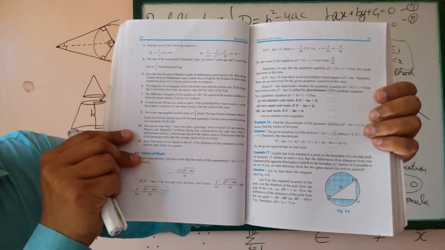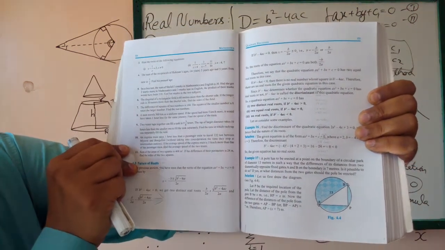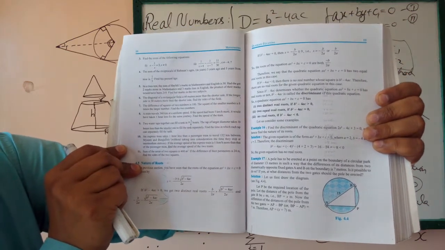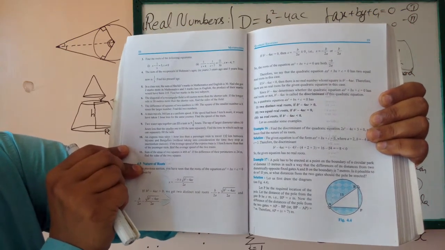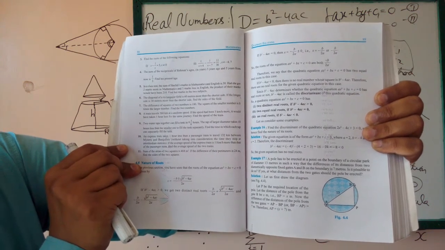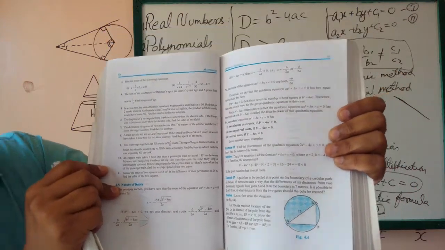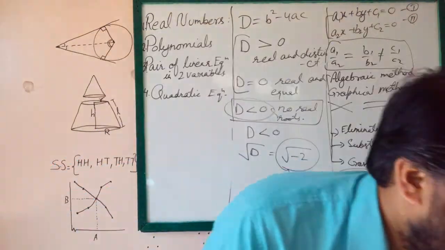An express train takes 1 hour less than a passenger train to travel 132 km between Mysore and Bangalore. If the average speed of the express train is 11 km per hour more than the passenger train, find the average speed of the two trains. The same question is twisted in the board exam.